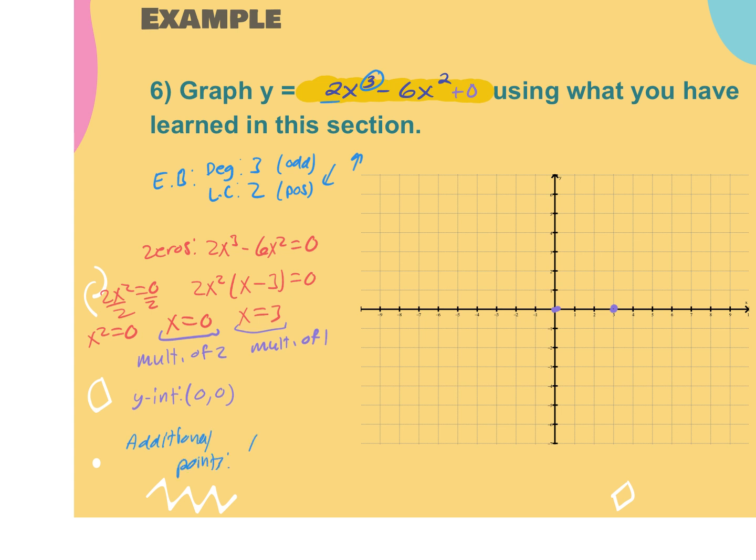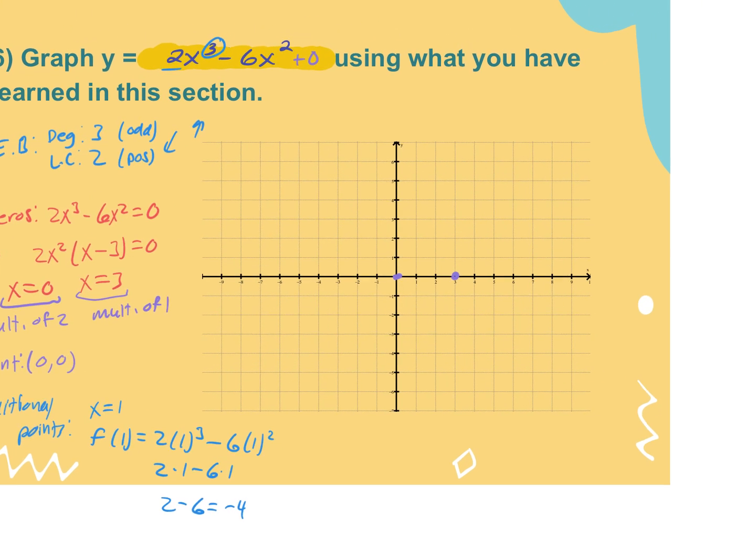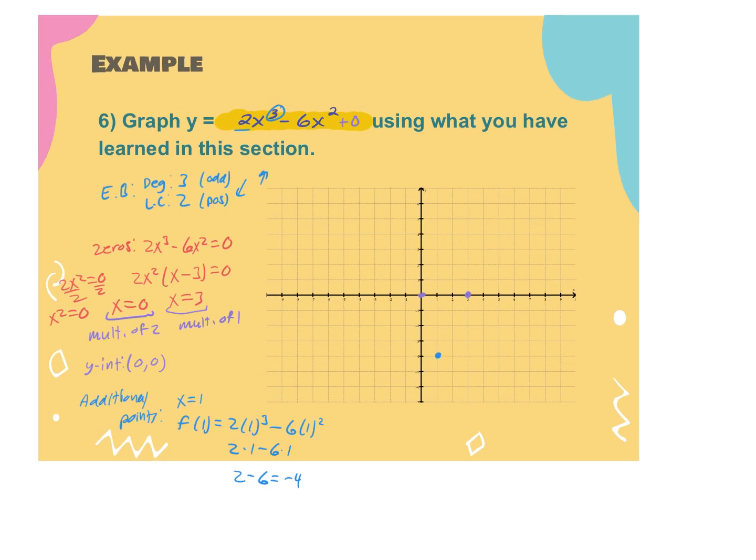I'm going to pick 1, for instance. That should be fine. f of 1 is going to get us 2 times 1 cubed minus 6 times 1 squared. And then we get 2 times 1 minus 6 times 1, and that's going to be 2 minus 6, which is negative 4. So that means when x equals 1, y equals negative 4. I'm going to go way down there, and that should be fine for our graph.